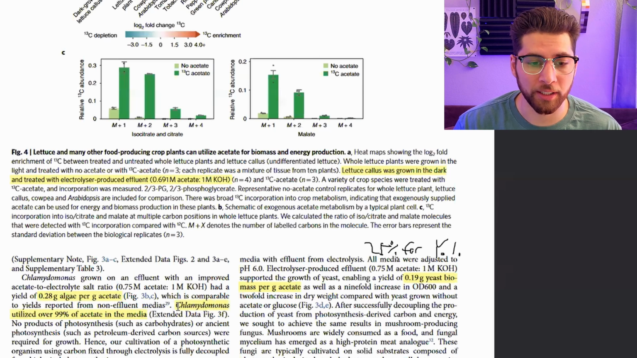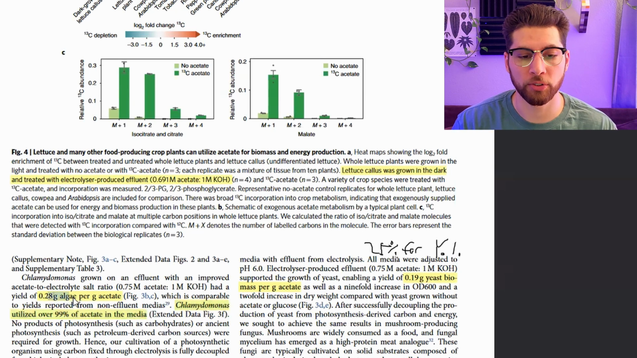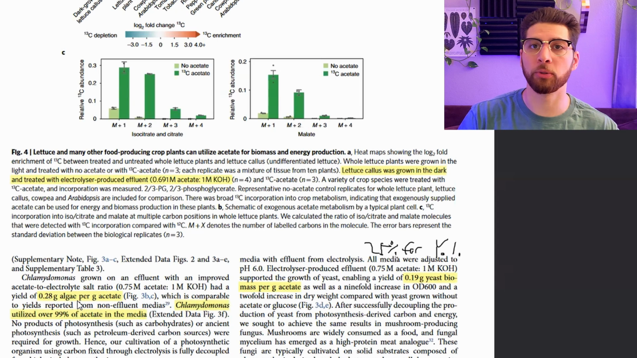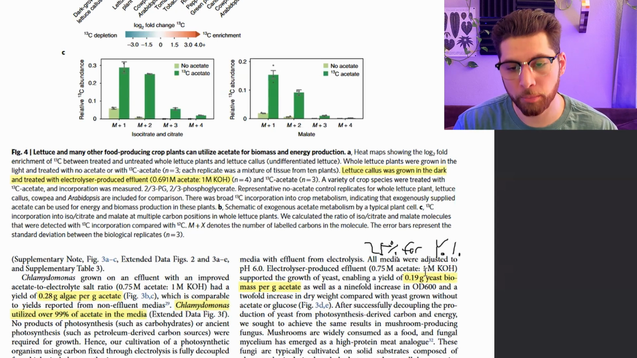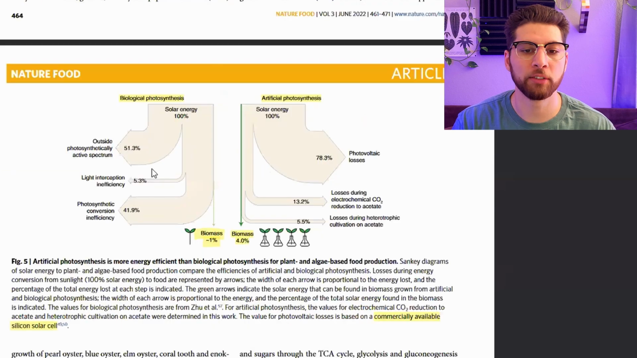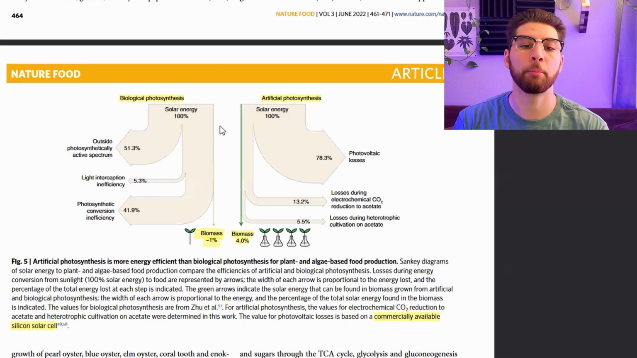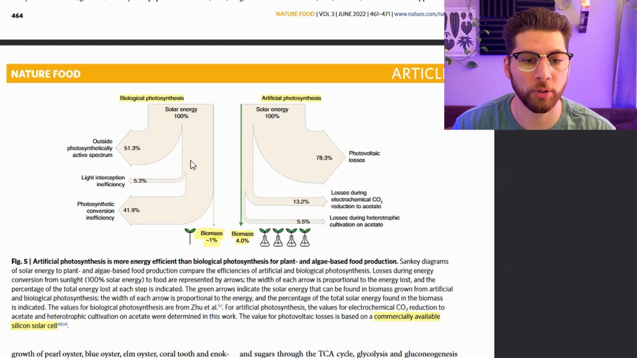But this algae is converting 99% of the acetate into stuff, and 28% of it, or what Marcus is saying, closer to 50% of it, into actual algal biomass. And similar numbers we've seen for yeast, which is really, really cool. And so we have this picture again, or a similar picture, comparing biological photosynthesis to artificial photosynthesis.